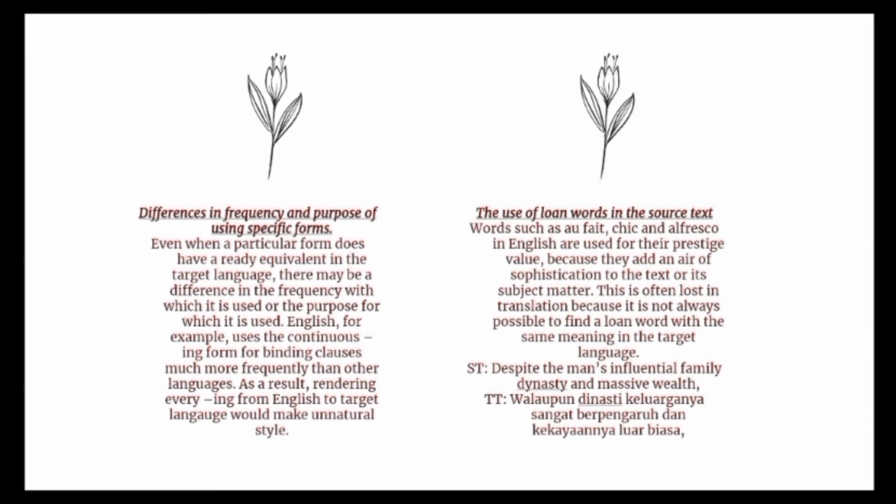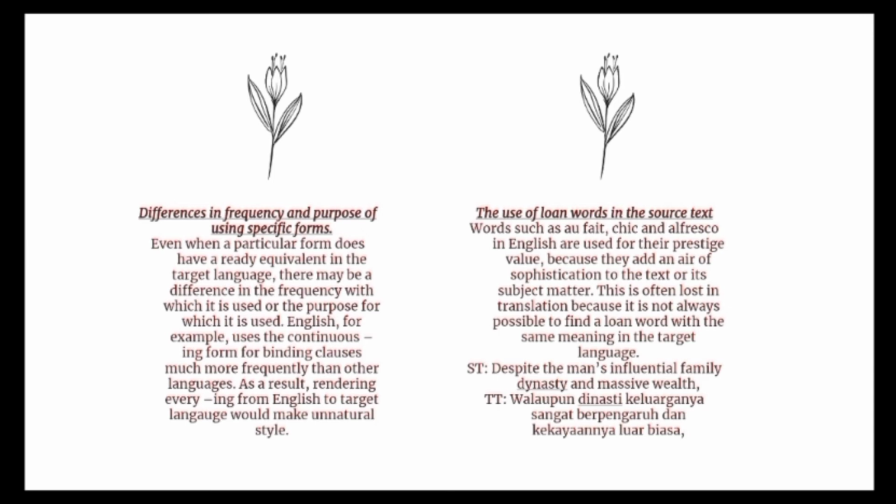English, for example, uses the continuous -ing form for binding clauses much more frequently than other languages. As a result, rendering every -ing from English to the target language would not make a natural style. And the last is the use of loan words in the source text. Words such as au fait, chic, and al fresco in English are used for their prestige value because they add an air of sophistication to the text or its subject matter.